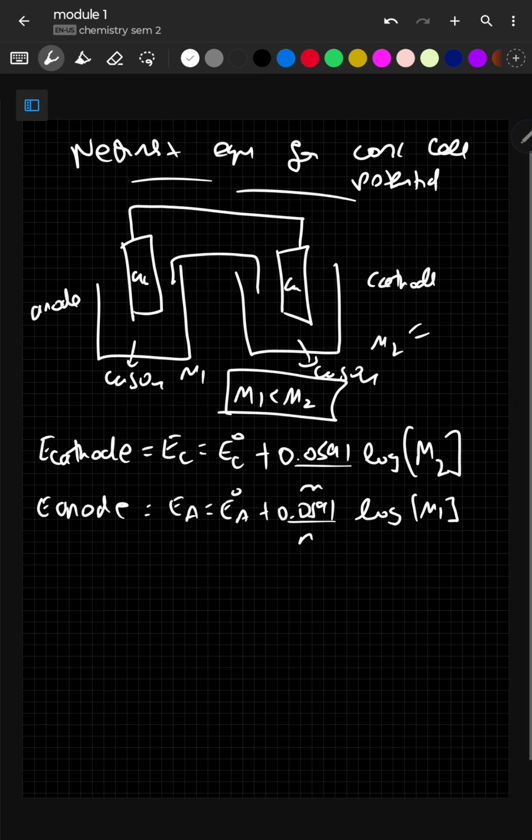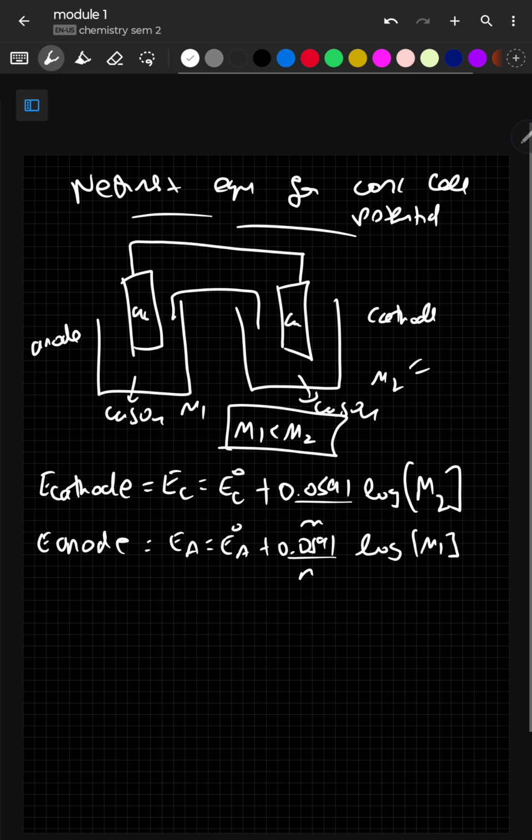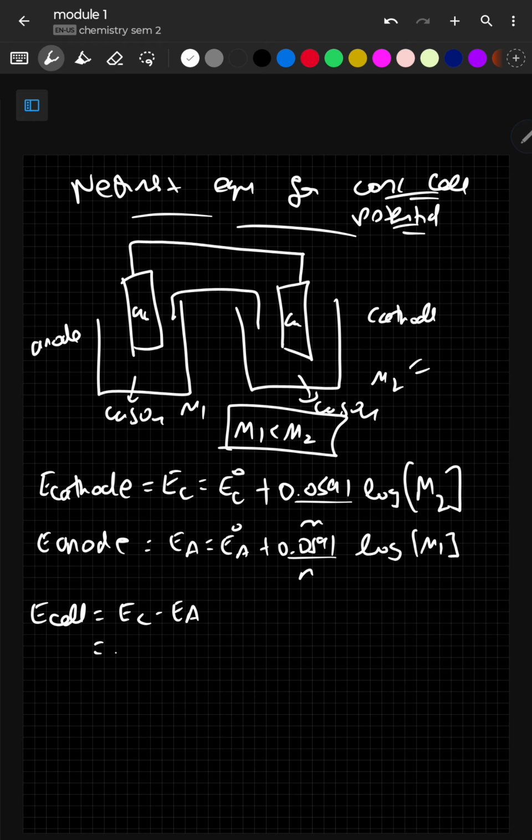M1. So now I want EC minus EA. Cell potential, we want the concentration cell potential. That is going to be E cell, which is EC minus EA, which is EC naught minus EA naught plus 0.0591 by n log of M2 by M1.